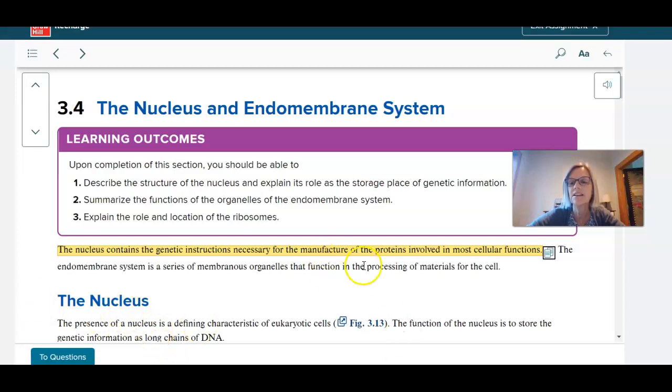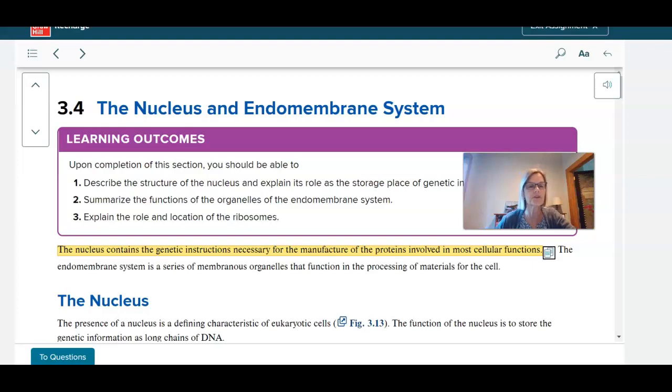Hi everyone. In this video, I'm going to cover sections 3.4 and 3.5 from your textbook. In section 3.4, we just wanted to describe the structure of the nucleus and its role in the storage place of genetic information, as well as explain the role and location of the ribosomes.